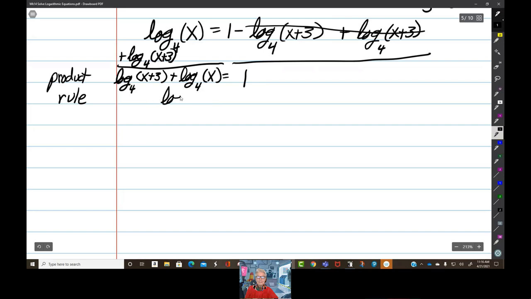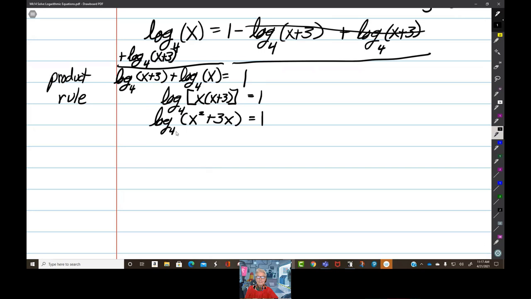So that we have log base 4 of X times X plus 3 equals 1. And so log base 4 of X squared plus 3X. So far this is pretty much like the other problem we did. And then 4 raised to the 1 power equals X squared plus 3X.